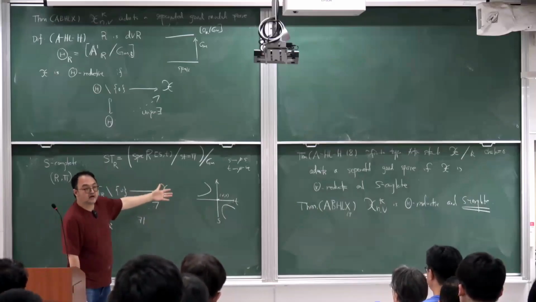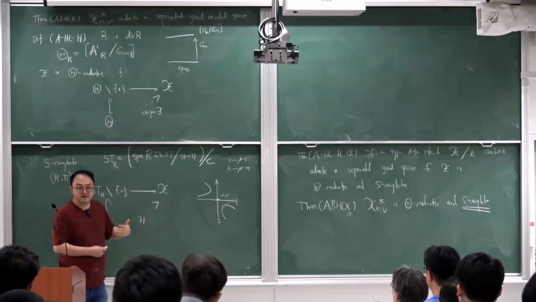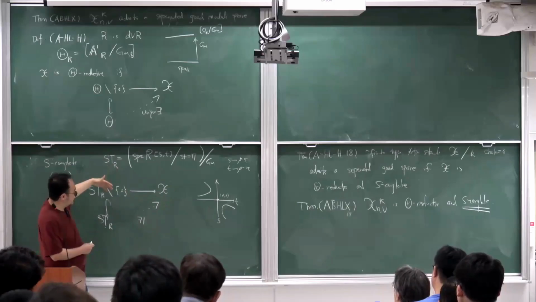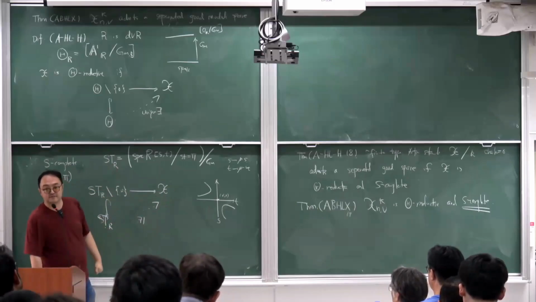Right? This is a stack. So I have a map to a stack, just means I have a family. So that just means the family over here can be extended to a family over S times R. So that's what I need to prove.